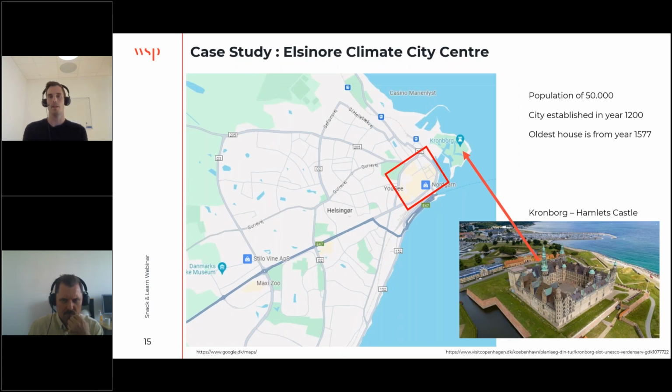This project is in the city center of Helsingør. And just to give you some background, this is where Kronborg, Hamlet's castle, is located. And it's quite a small city, more like a town of 50,000 people. And it's a really old city, so it was established in year 1200, and the oldest house in this project area is from 1577. So we have to take care that this is in a really old city center.